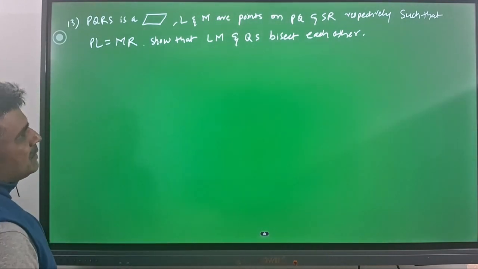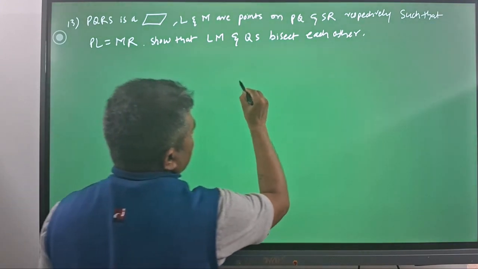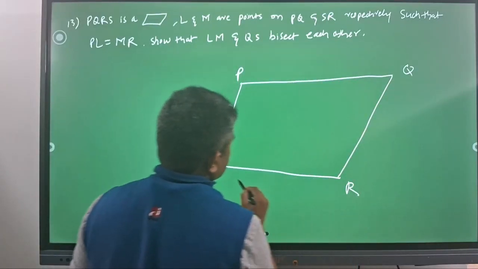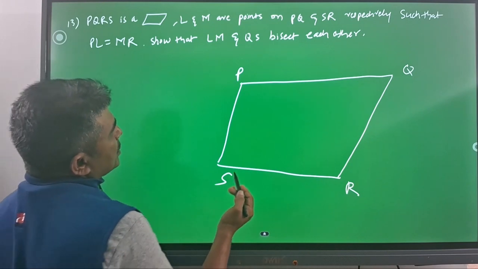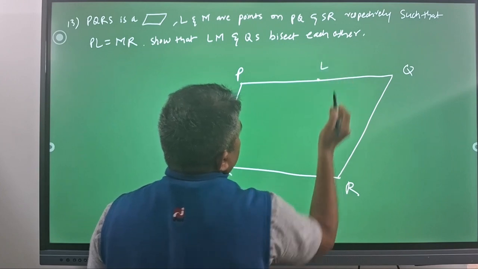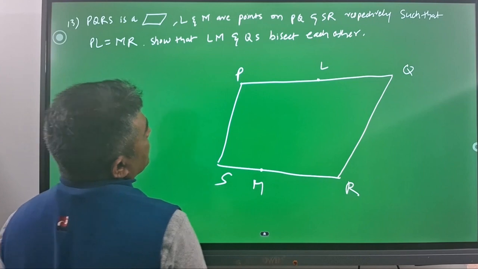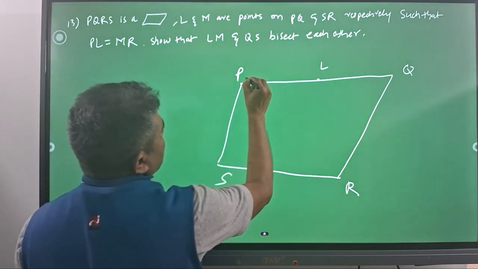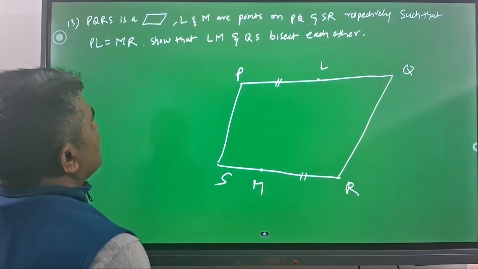So it is a verbal problem, so we need to draw according to the given information. So we have a parallelogram named PQRS, and L and M are points on PQ and SR. So on PQ you have L, on SR you have some M, respectively such that PL is equal to MR. So PL, this much, is equal to MR, these two are equal.